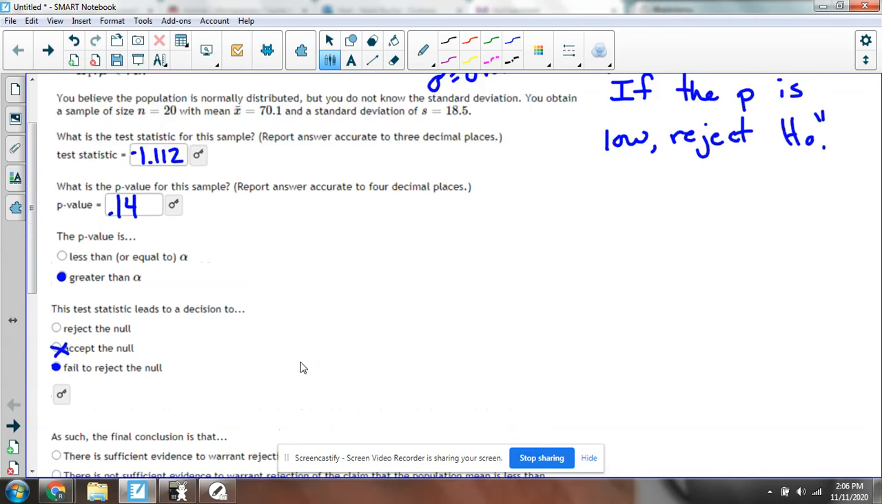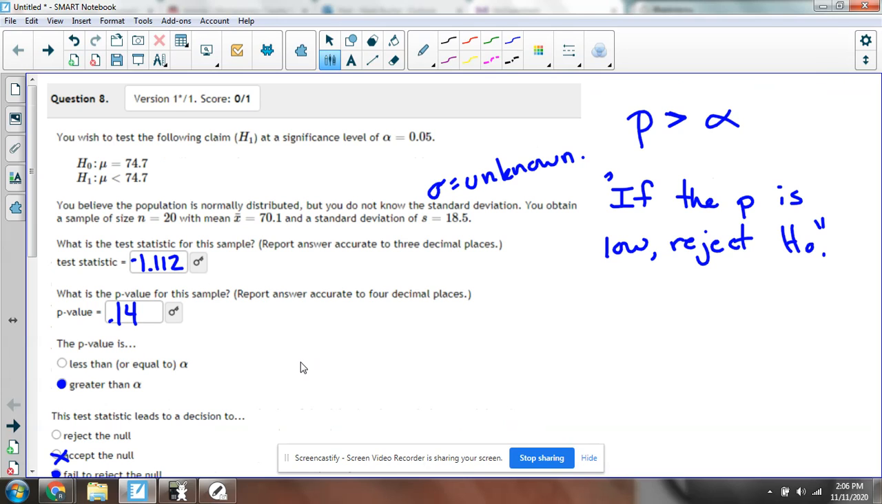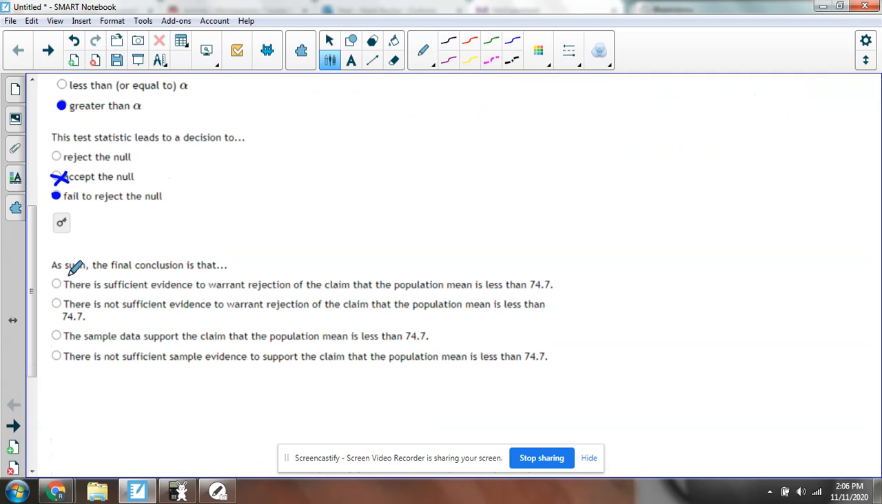So if we were in class, I'd always say formulate your conclusion in terms of the alternative. So you're always going to say not sufficient evidence to show this. So there's not sufficient evidence to show that the population mean is less than 74.7. There's not sufficient evidence to support the claim that the population mean is less than 74.7.